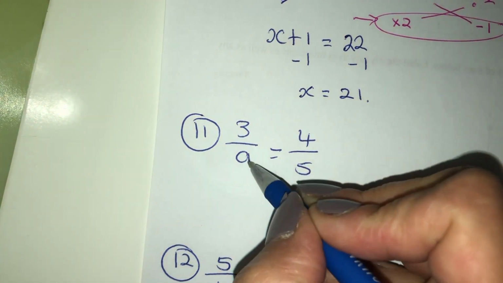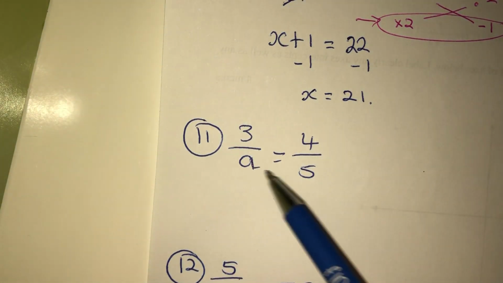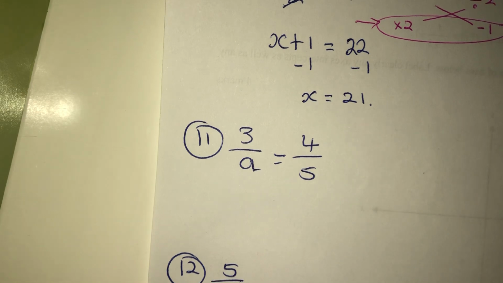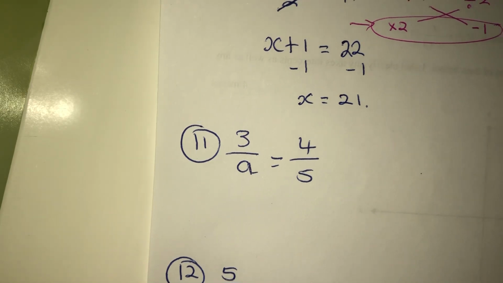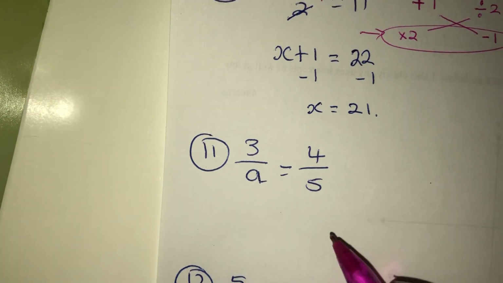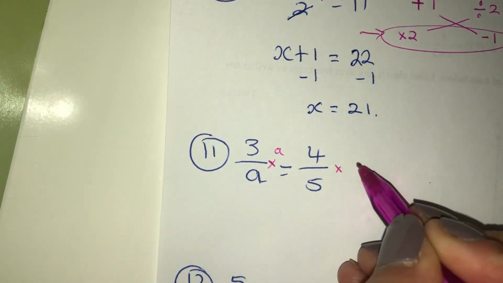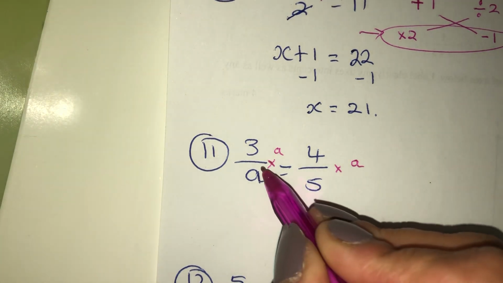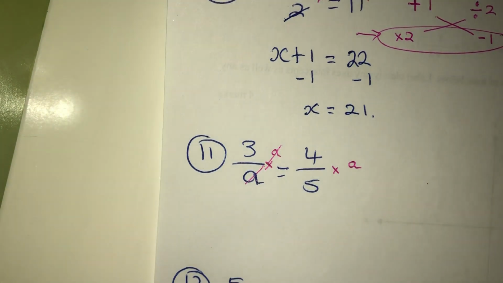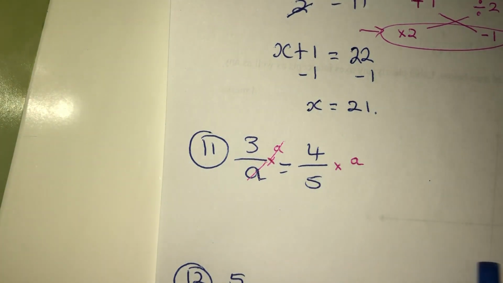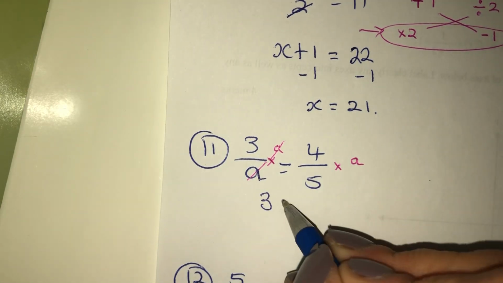All right, oh, this is an A. If you could please write 3 over A equals 4 over 5. All right, this is a little bit different. We don't like the A on the bottom. He's annoying. So we're going to multiply both sides by A. And let's just see what happens. If we do that, then those A's cancel out. And we will end up with 3 equals.